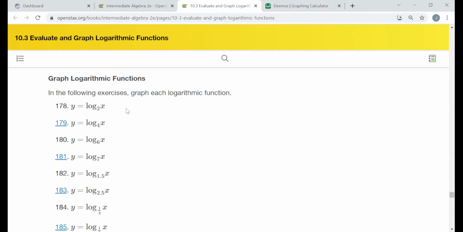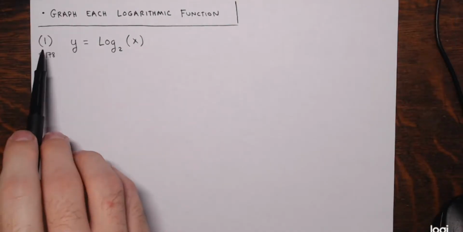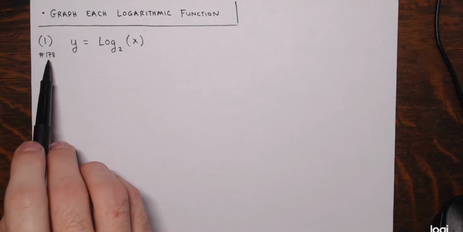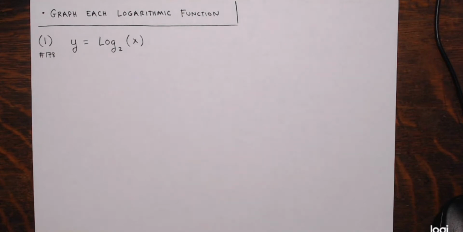Alright, so in each of these exercises we are simply asked to graph each logarithmic function. In each of these we have y equals a logarithmic expression dependent on x, or they would say that y is a logarithmic function of x. Number 178 is example 1. So example 1, exercise 178 from the text, and we're asked to graph each logarithmic function.